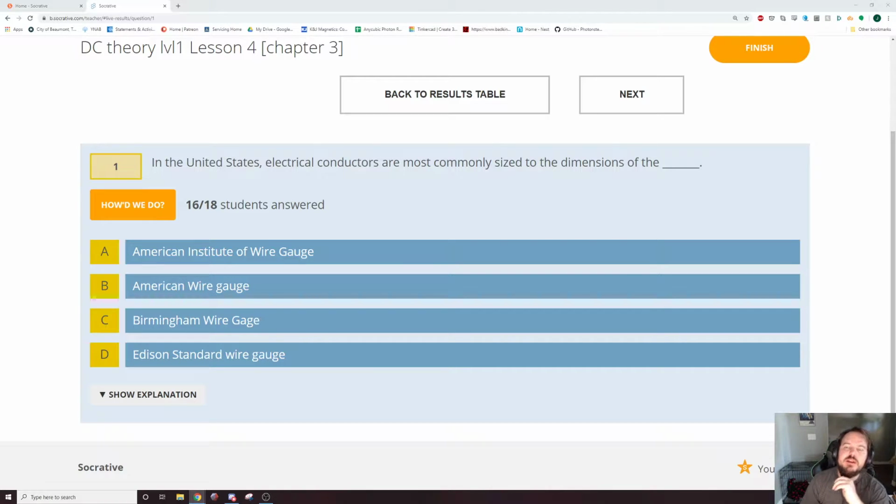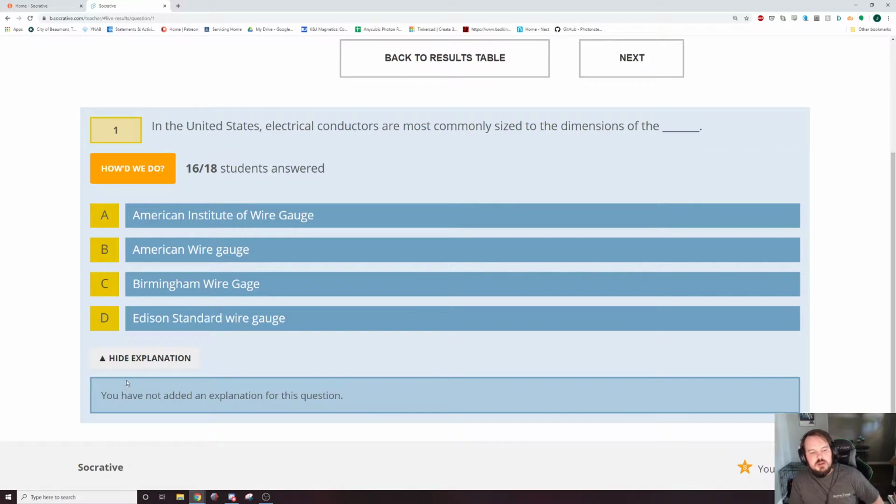We have a handful of questions to go through in lesson 4. These are all going to be found in chapter 3. And everybody's here, so let's get started.